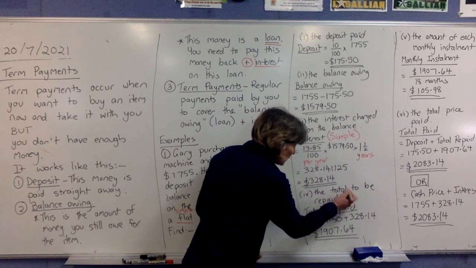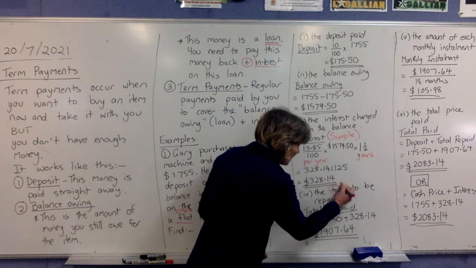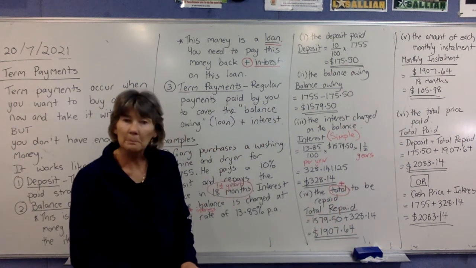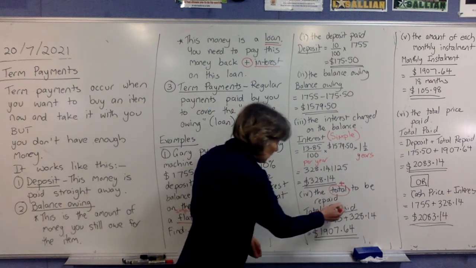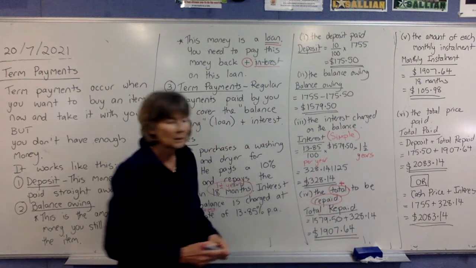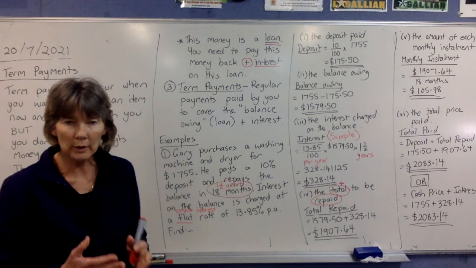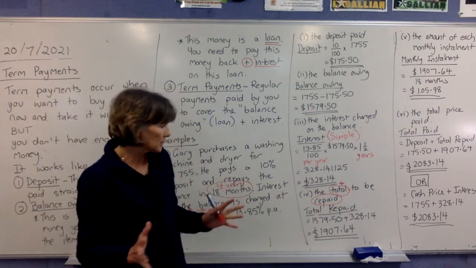The next thing they want to know is the total to be repaid. Now there's a few clues here. Total means we're adding something together. To be repaid. Okay, so we're not looking at what you've already paid. The deposit doesn't come into this.